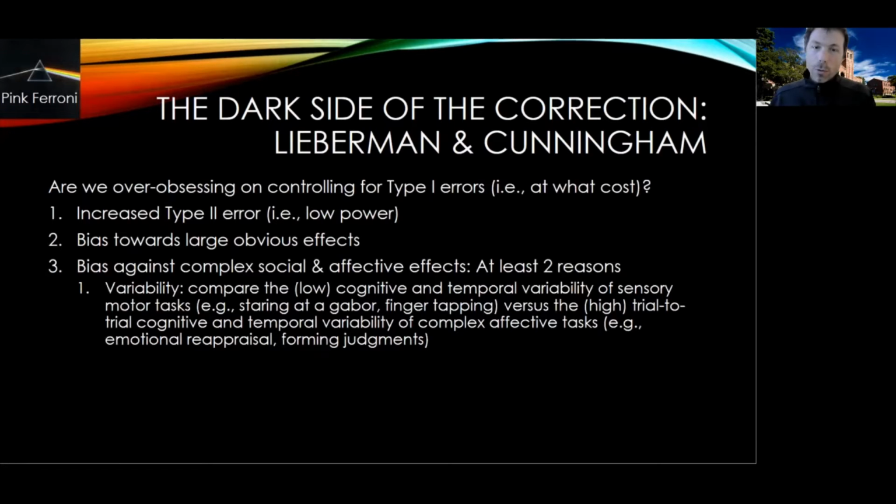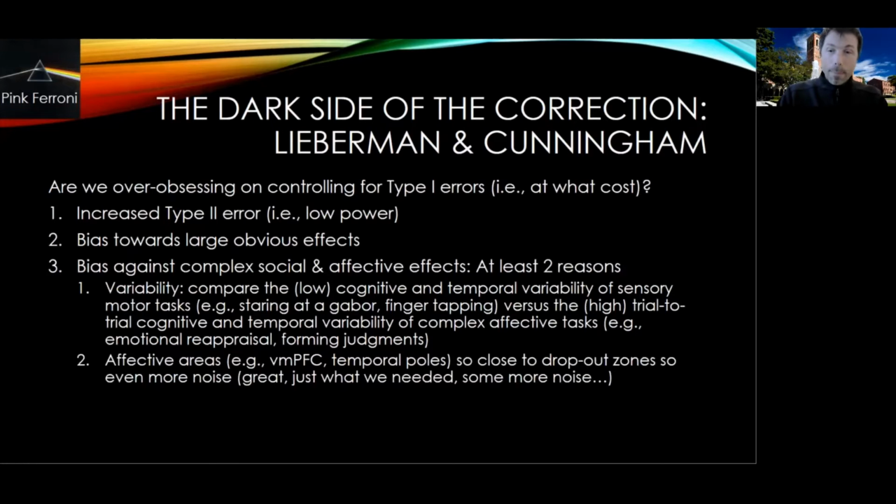Compare that to the high trial-to-trial variability of the onset and offset of stuff like emotional reappraisal, forming judgments. That kind of cognitive process just doesn't have that stability. That's just the nature of the beast. It doesn't have the stability of sensory motor processing. So you're going to get much greater variability. Because you get much greater variability, you're going to kill off these effects much faster compared to sensory motor if you make a very stringent correction.